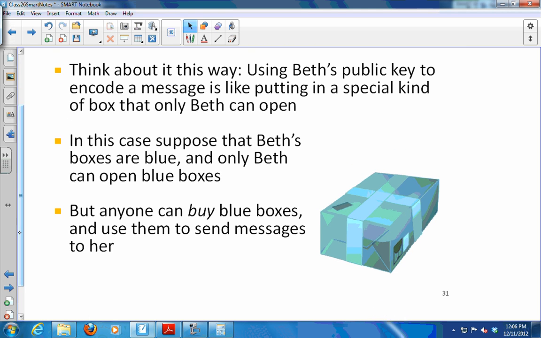So you can think of it like this. Using Beth's public key to encode a message is like putting the message in a special kind of box that only Beth can open. So let's say Beth's boxes are blue. Only Beth can open blue boxes. But anyone could go to the store and buy a blue box and use it to send to Beth. But once you seal it up, only Beth knows how to open it.